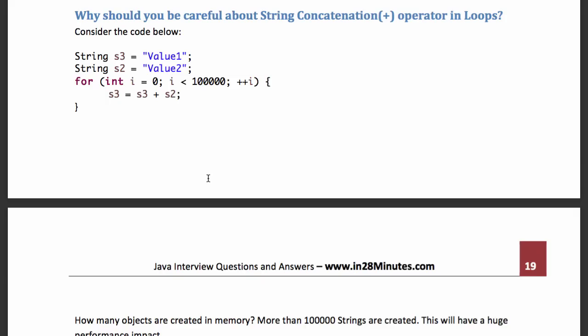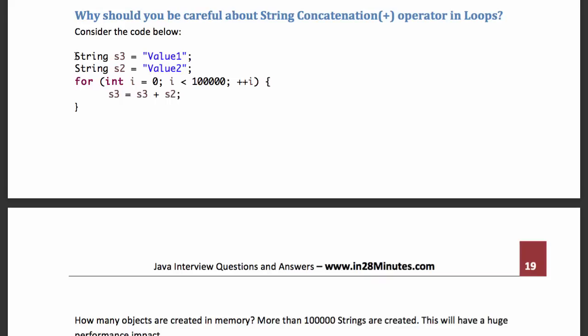A number of times you'd hear about not using the string concatenation operator in loops. Why? The reason you don't want to use the string concatenation operator, or even the string.concat method, is because each time you do a concatenation, you're creating a new object.